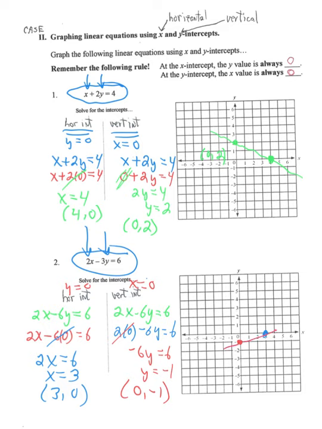Okay, so you'll be asked a question or so on that. And so you're not going to make a table. A lot of teachers will say, get about 5 or 6 points like we did on those other questions prior. Just get 2 points, the x-intercept and the y-intercept.